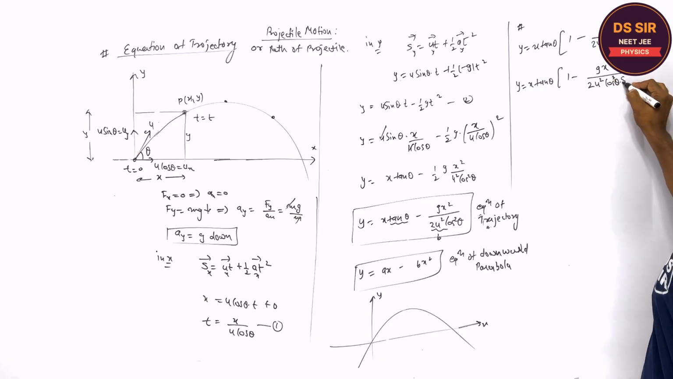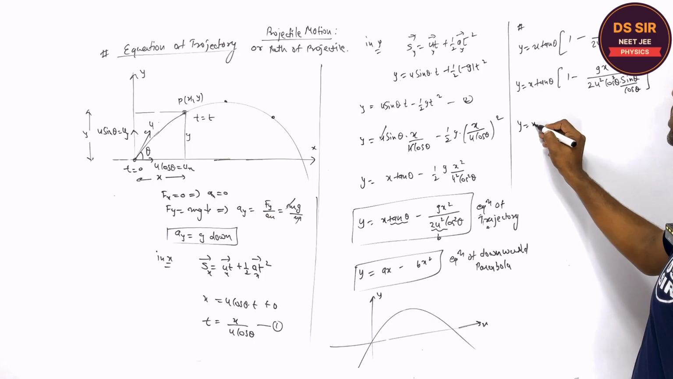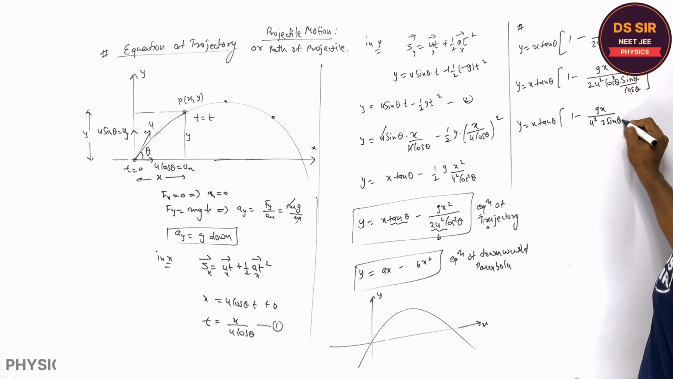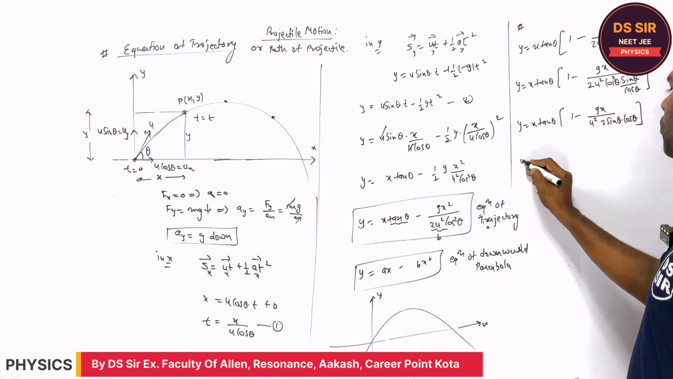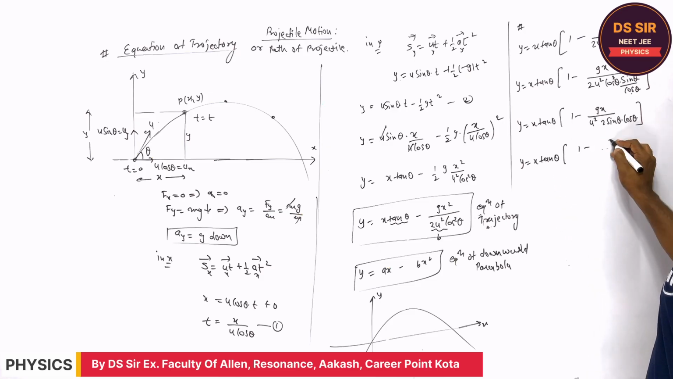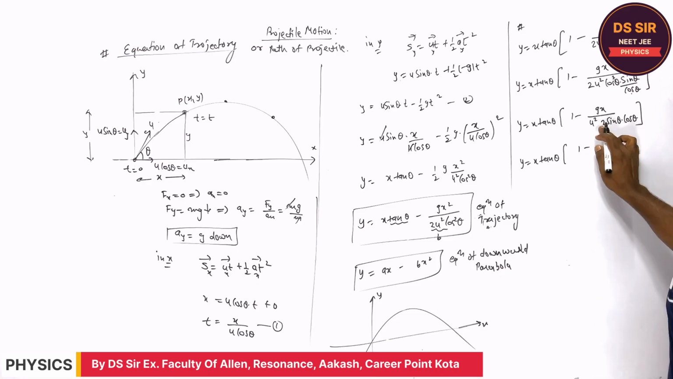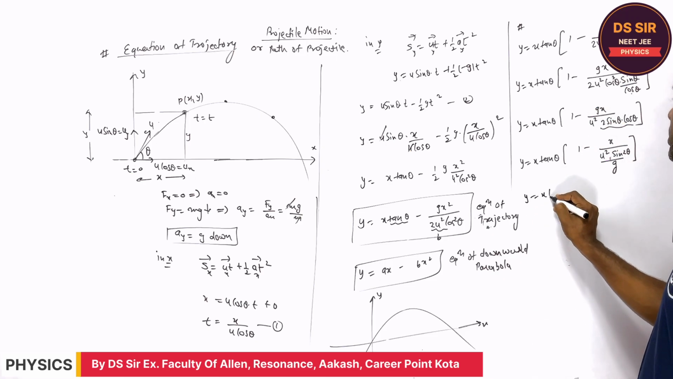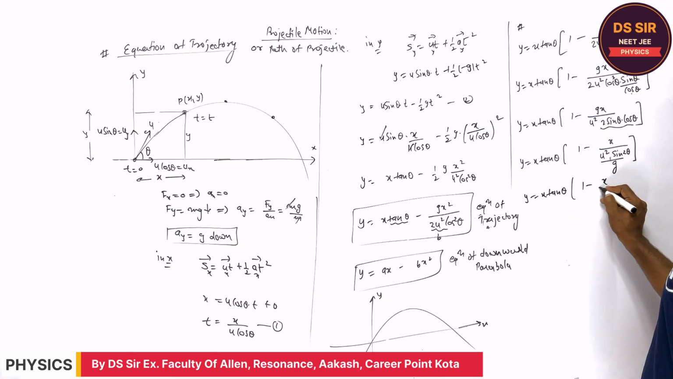The tan theta may be written as sine upon cos. Is it clear? So y is equal to x tan theta, 1 minus gx, cos will cancel out, u square, 2 sine theta into cos theta. Y is equal to x tan theta, 1 minus x, u square upon g, which may be written as sine 2 theta, this g will come in the denominator. So y is equal to x tan theta, 1 minus x upon R.